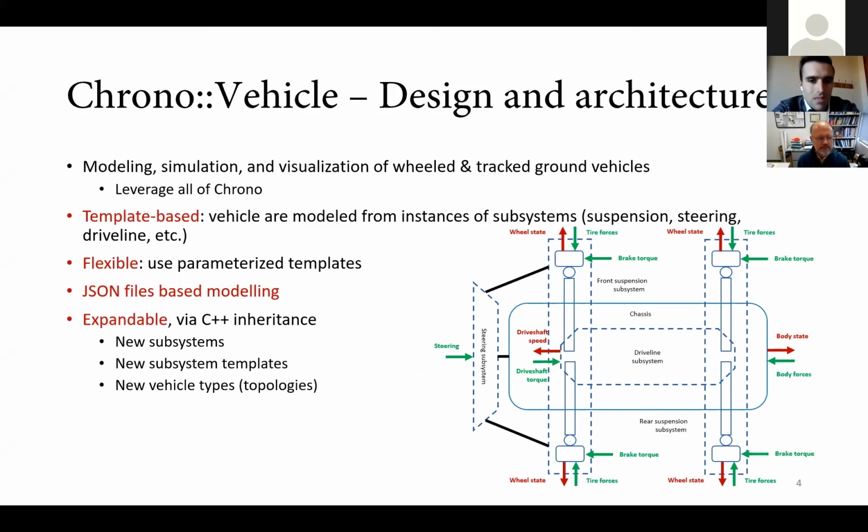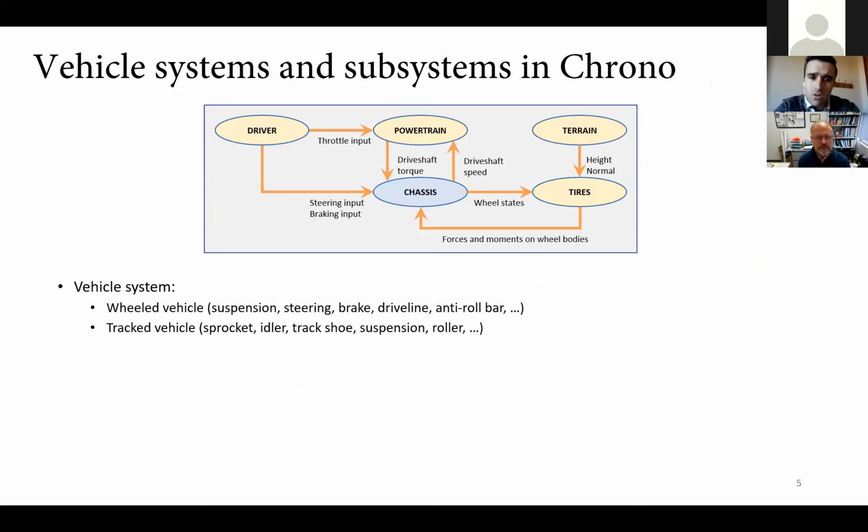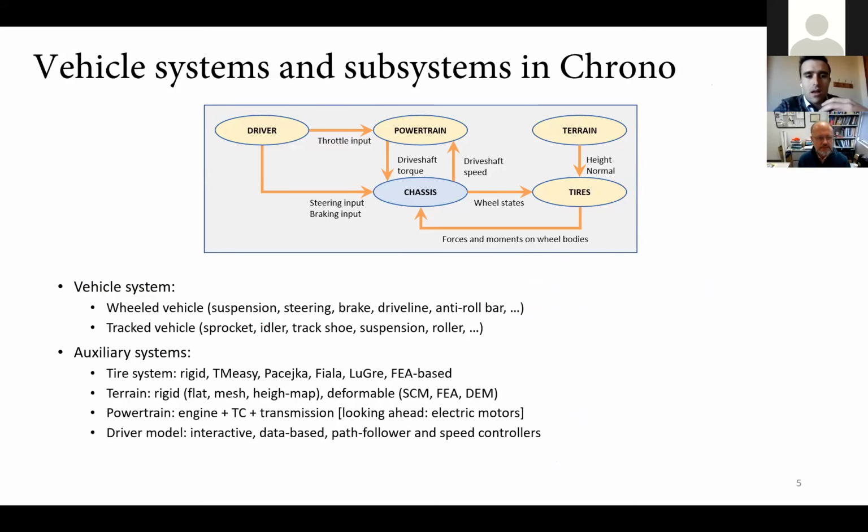It is template based, meaning that each part of the vehicle is defined separately, like suspension, steering mechanism, powertrain, and each one of these is defined either in the code or with an easy to use JSON file. And these are put together in a vehicle system that, as I mentioned before, is composed of a set of subsystems and used to model a vehicle that uses Chrono to simulate its dynamics. As a side note, the subsystem also allows for co-simulation if need be.